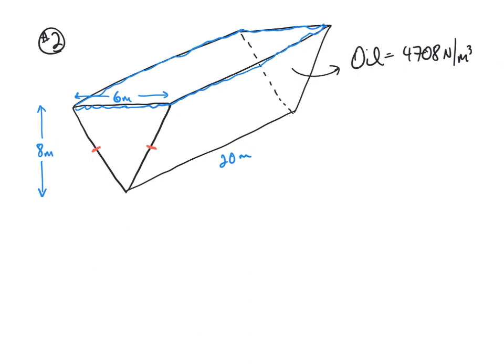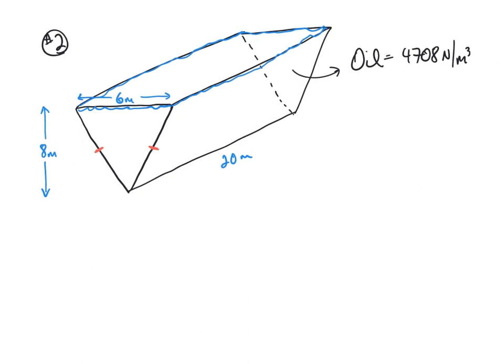So here's a different type of tank. It's a tank that's traditionally called a trough. It's got a triangular end where the triangle is an isosceles triangle. And then it's filled, in this case, with fuel oil. And the fuel oil has a weight density of 4,708 newtons per cubic meter.